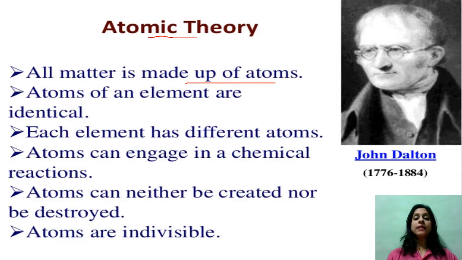First point, atoms of the same element, मतलब एक ही element के जितने भी atoms थे वो सारे ही क्या होते थे, identical होते थे. Fine. Each element has different atoms. हर element में बहुत सारे अलग-अलग atoms होते थे. But yes, उनकी सबकी properties according to John Dalton क्या होती थी, same होती थी. Atoms are the smallest particle of an element which can participate in a chemical reaction.